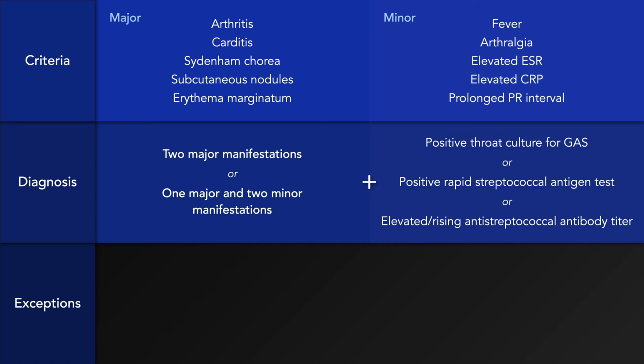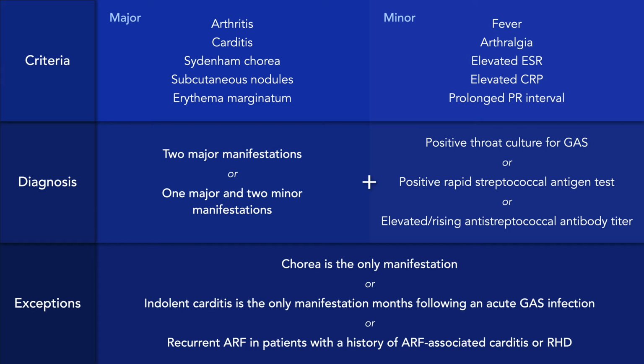Now, there are a few exceptions. A presumptive diagnosis of acute rheumatic fever can be made when chorea is the only manifestation, when indolent carditis is the only manifestation following an acute GAS infection, and when recurrent acute rheumatic fever occurs in patients with a history of acute rheumatic fever associated carditis or rheumatic heart disease.